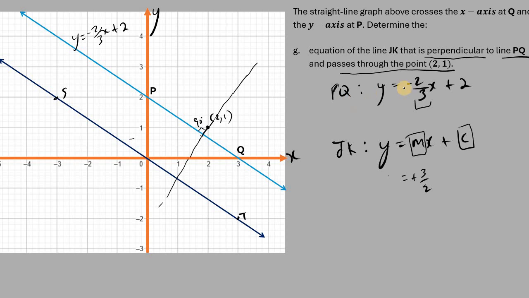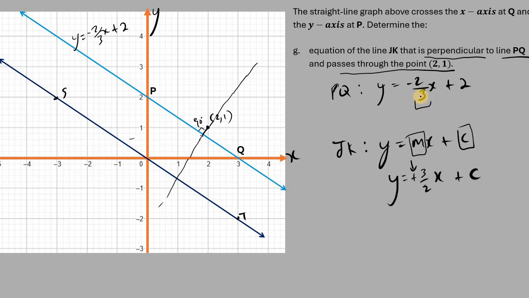The gradient of PQ is -2/3. The gradient of JK must be the negative reciprocal, meaning the negative of this negative is positive. In other words, they must have opposite signs. So this one must be negative, and we reciprocate. And that's it. Now I need to find what C is. So to find C, what must I do, guys? Tell me.